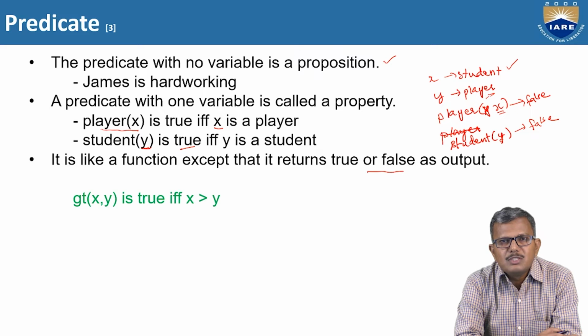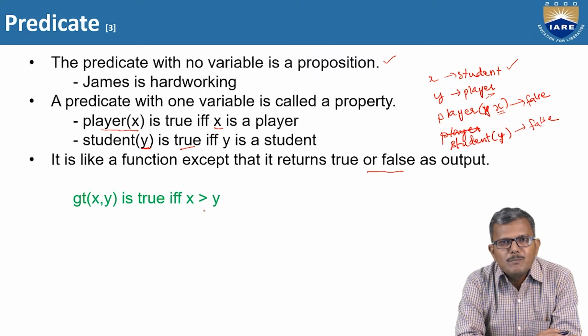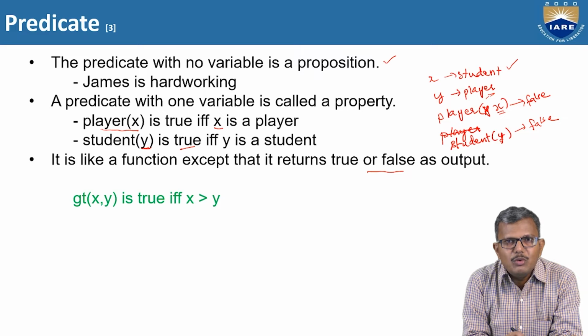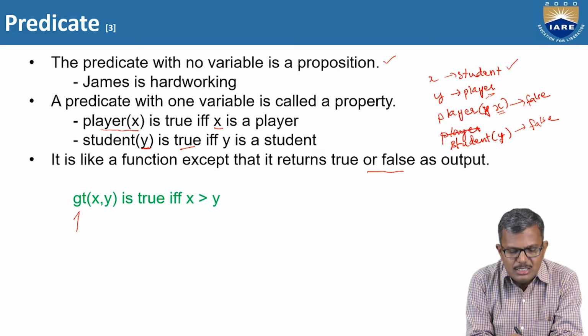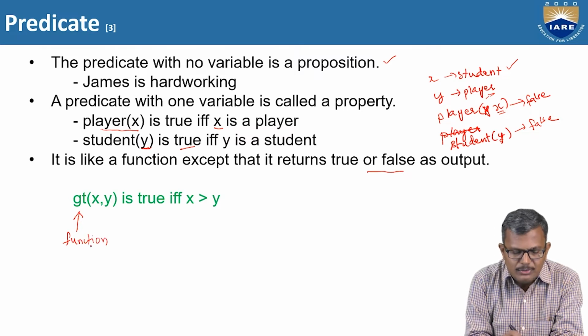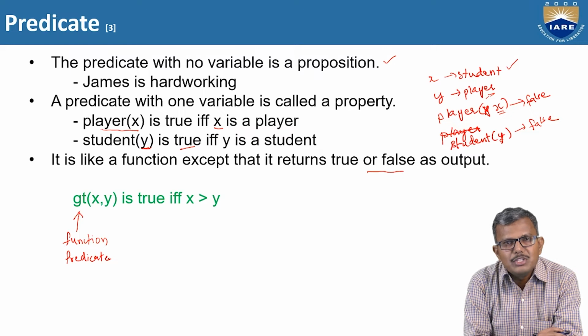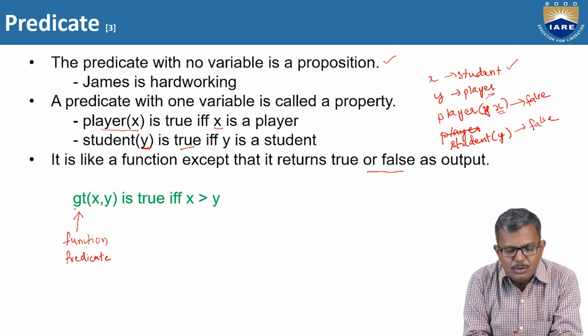Now you try to observe this particular thing. Here, gt of x comma y is true if and only if x is greater than y. So in this one, we need to understand what is a function here. In this representation, I can say that gt is a function, or otherwise, for clear understanding, we can say that it is a predicate. Function or predicate. So what is this going to do?